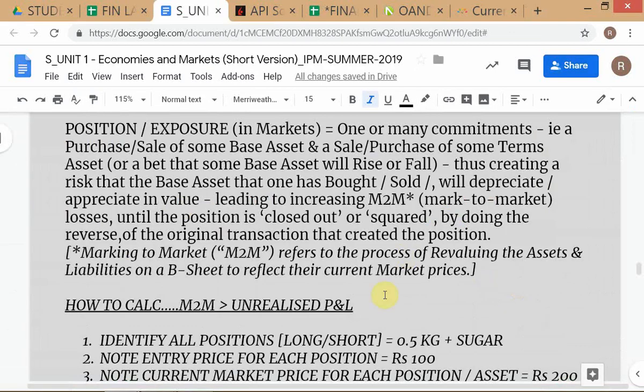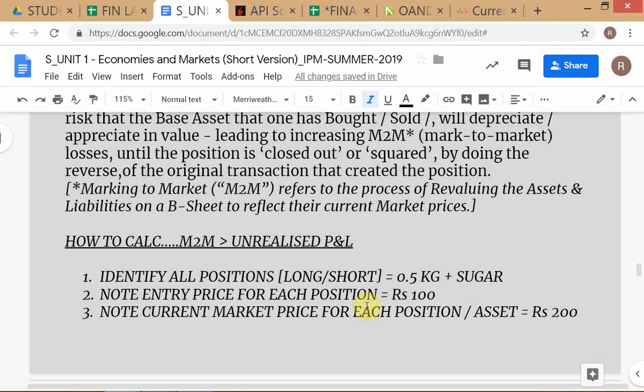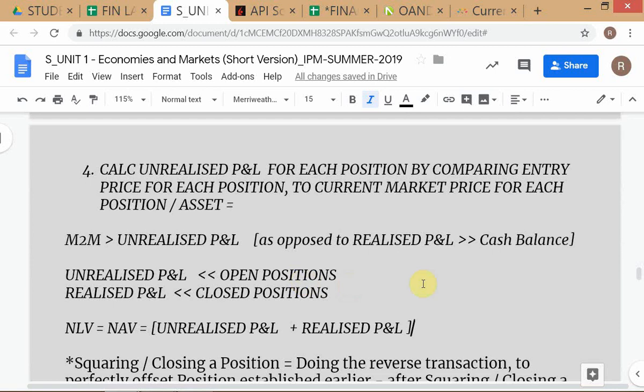That's what it says here. The mark to market P&L essentially is the unrealized P&L. If you see here, now we talk about two things: unrealized P&L and the cash balance, which is the realized P&L. The realized P&L is basically relating to closed positions. Essentially this will be reflected in your cash balance.